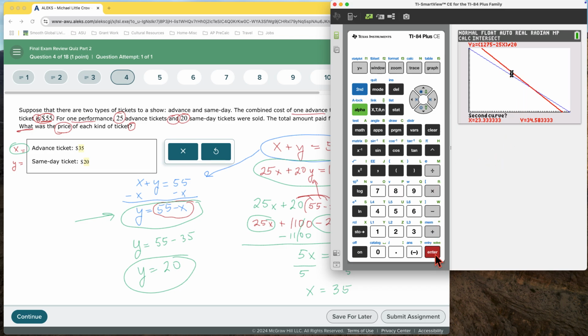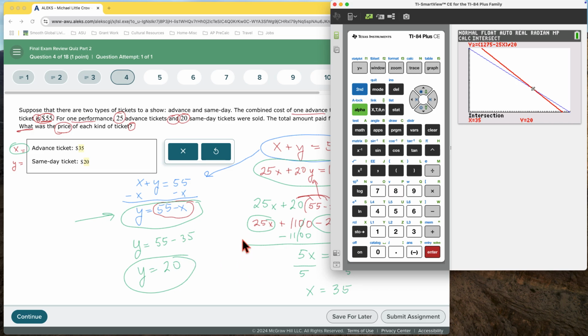We'll hit enter. And then we have to remember this is not our answer. We have to hit enter for the guess. And it tells us x is 35, y is 20. So we are correct. It's just weird. Why do you charge more for advanced tickets than you do for same day tickets? Usually it's the other way around, but hey, that's what it ended up being. That's what it is. Okay.